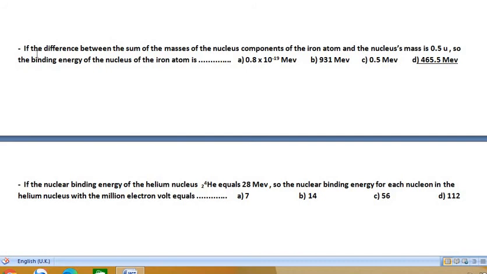Okay, this is an example. If the difference between the sum of the masses of the nucleus components of the iron atom and the mass of the nucleus is 0.5 atomic mass units, the binding energy of the nucleus of iron is equal to, of course, multiply this delta m by 931 to get the answer, which will be D.